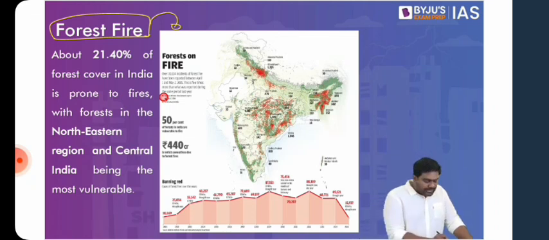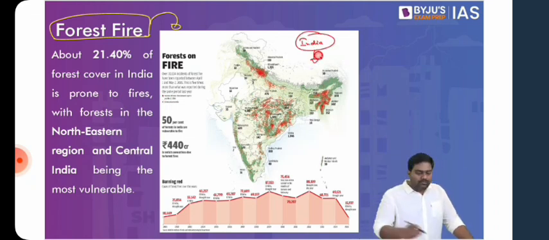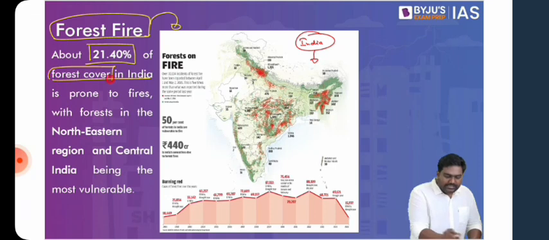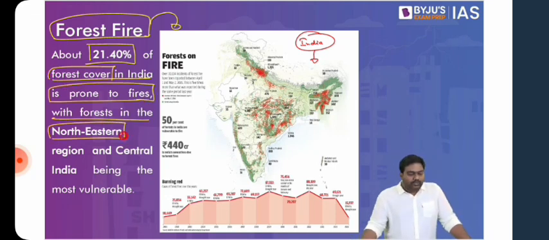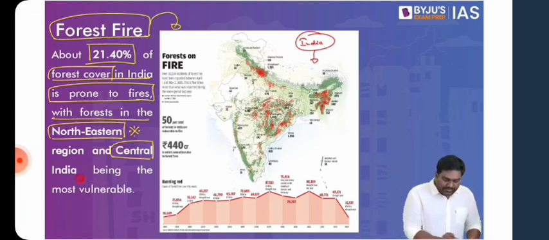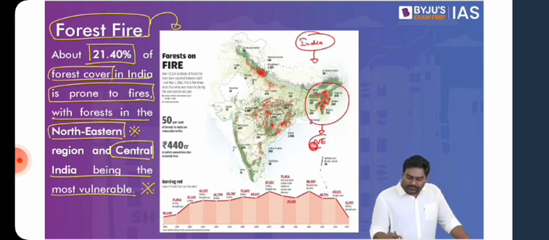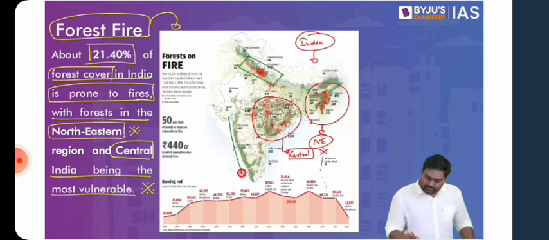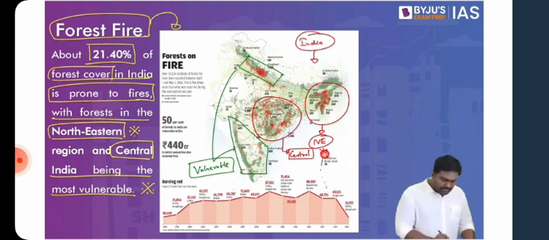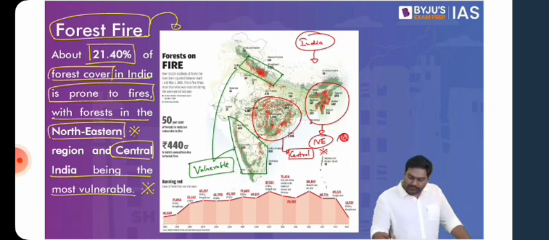So in the case of India, almost 21.4% of the country is under forest cover, and it's prone to forest fires. Out of the total forest cover we have, nearly 21.4% of that area is highly vulnerable to forest fires, particularly Northeast India and Central India. They are the most vulnerable. They report the most forest fires. All right? Then even the Himalayan belt and the Western and Eastern Ghats are also vulnerable. They also report a lot of forest fires. But Northeast India and Central India are the most vulnerable.